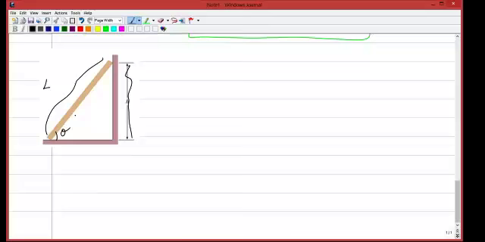And let's imagine that there is friction on the floor, but not on the wall. So only on the floor. And the question is, given L, given theta, given M, figure out all the external forces acting on the bar.